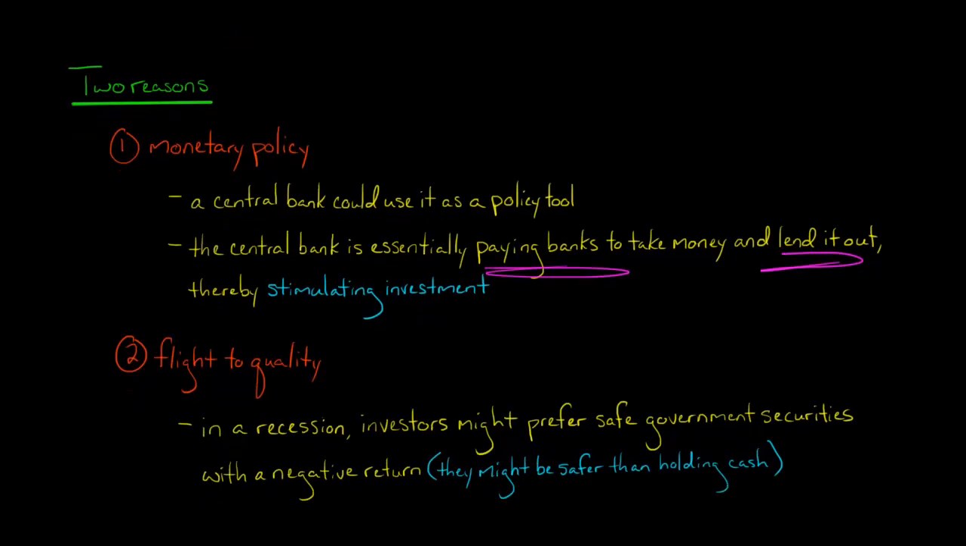Another situation where you could see a negative interest rate would be flight to quality when there's a market downturn. If we have a recession, investors might say, look, instead of just holding cash, I actually think it would be safer to hold government securities. Even though they have a negative return, investors might perceive government securities like short-term treasury bills to be safer than simply holding on to cash. So in that case, they would be willing to accept a negative real interest rate because they don't want to be caught holding cash. They'd rather have something that they perceive to be an even safer investment.